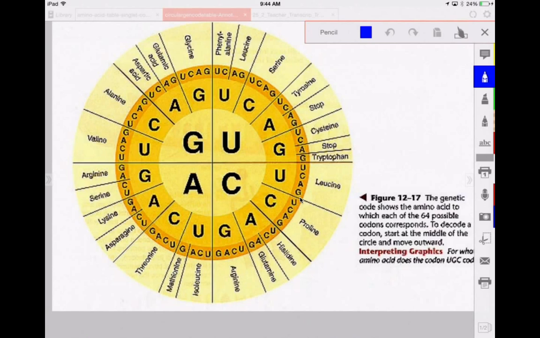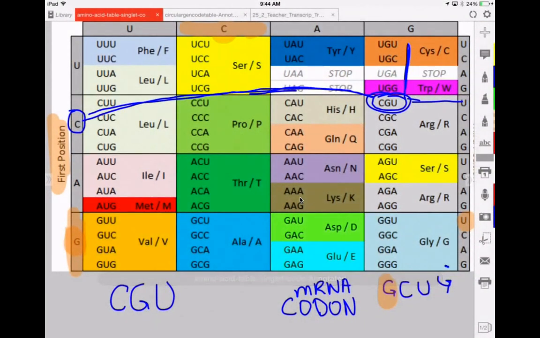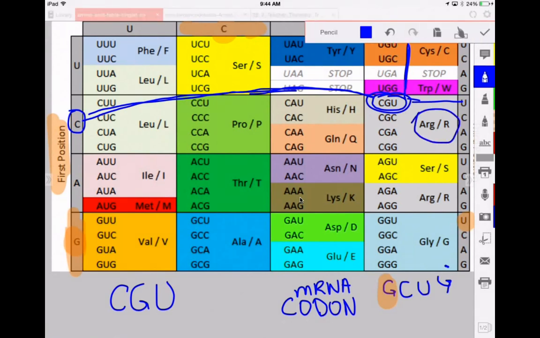You would look at the first nucleotide in the codon. So if we were looking at C, and then we looked at G, and then we looked at U, and what do we get? We get arginine. It's a neat way of reading the table, because if you go back here, you'll see that you get arginine right there. The tables are equivalent.